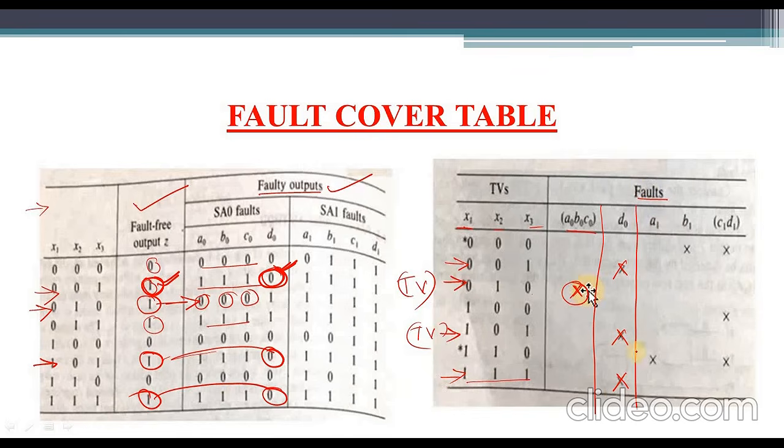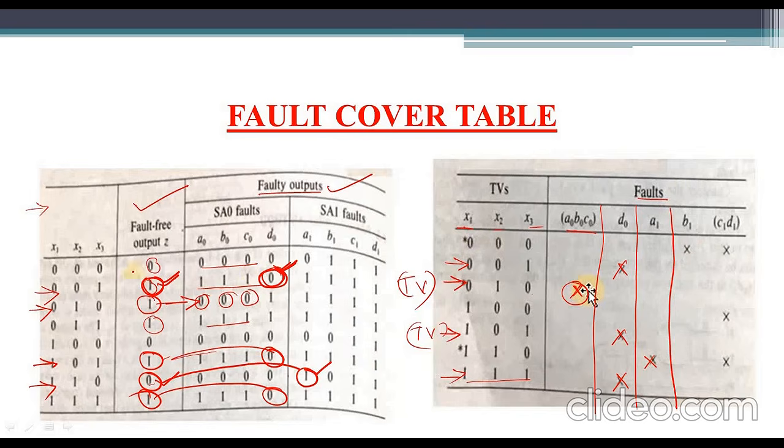Now observe A1, the stuck-at-1 fault at A. For 1 1 0, the fault free output is 0. Observe A1: the faulty output is 1. So the fault free output is 0 and the faulty output is 1. This is different from this, and that's why we put one cross mark here. In this way we can apply all these cross marks.